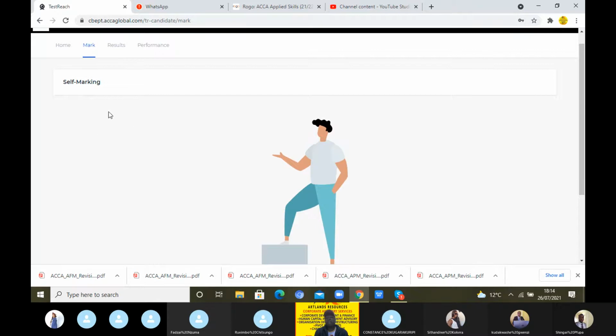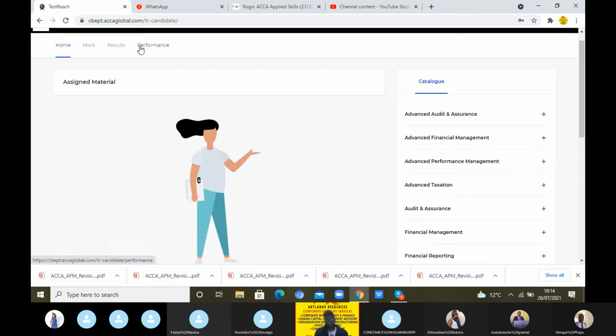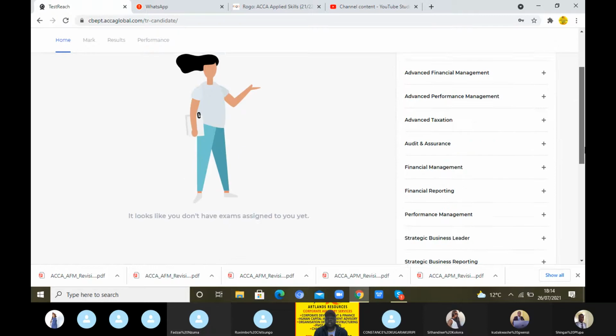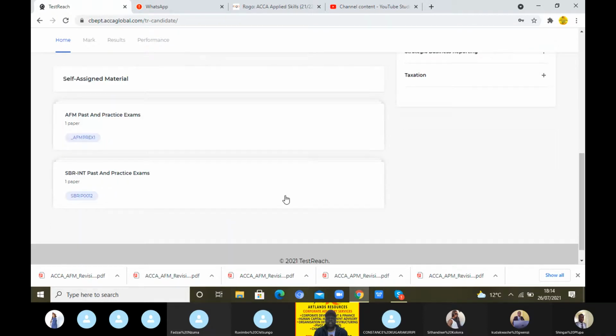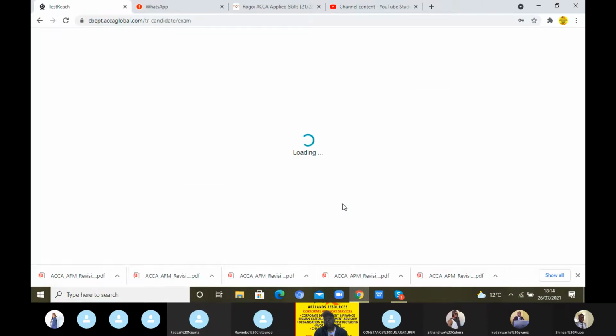The paper to be marked will populate here. So you follow the instructions given and you'll be given examiner's marking scheme side by side against your own script so that you can mark it for yourself and allocate your marks to yourself objectively. You get that? And then it will give you how you are performing if you are doing multiple exams so that you can track your performance. This is what ACCA has made available to us, which you can actually use for your CBE practice.